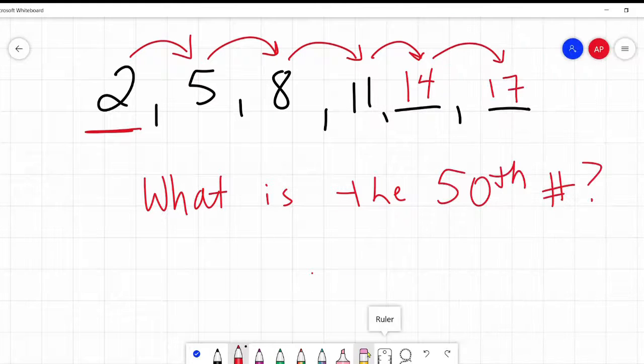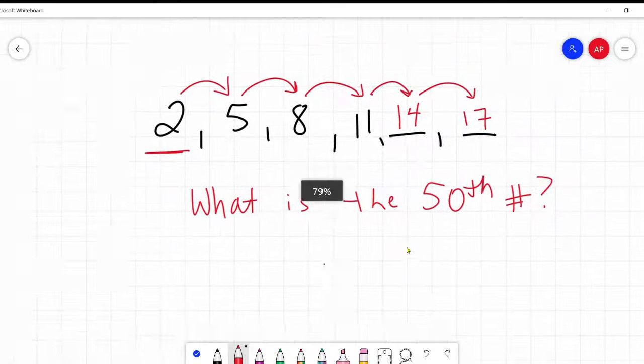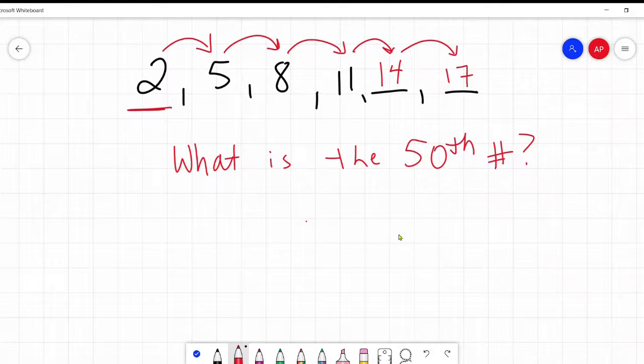Actually, I don't want to clear the canvas. All right, so what is the 50th number? Here is the formula for this. I'm sorry if I sound a little stuffy. I've got allergies, and it's messing with me.